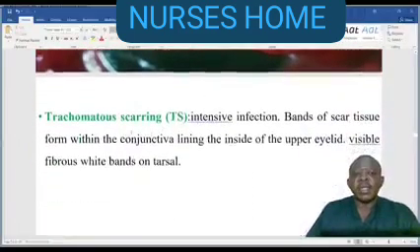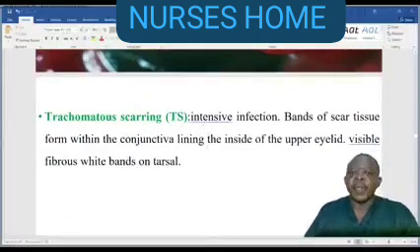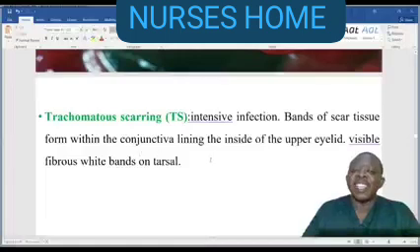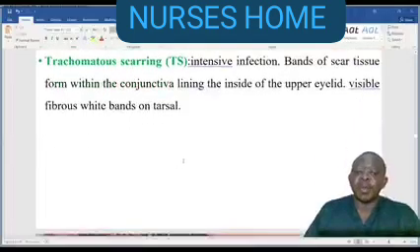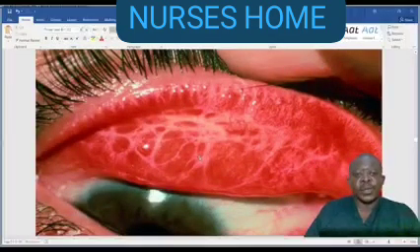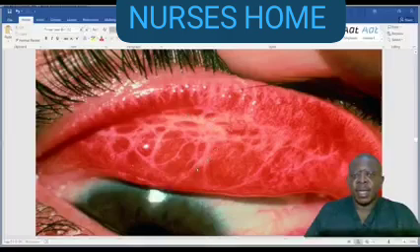Then we have trachomatous scarring, that is TS. In the TI, intense, we saw severe infection. Now here we are seeing intensive infection, and scarring begins to happen. After inflammation, scarring starts to take place. Bands of scar tissue form within the conjunctiva, lining the inside of the upper eyelid. Visible fibrous white bands also may be seen on the tarsal. So this will appear like this, and you can see the tarsal here and the white things there that you are seeing because of scarring.